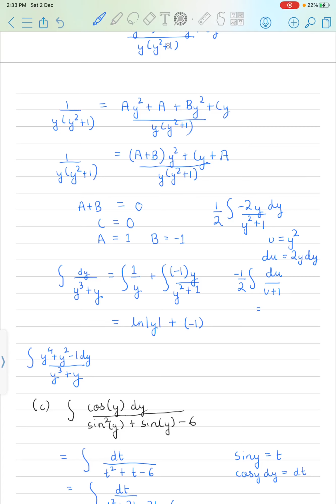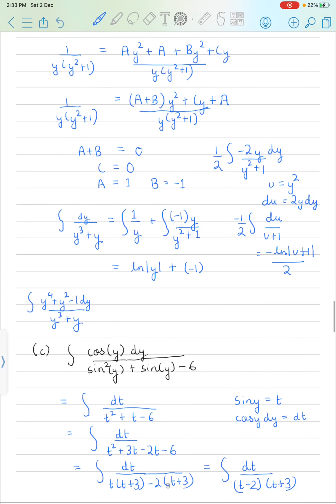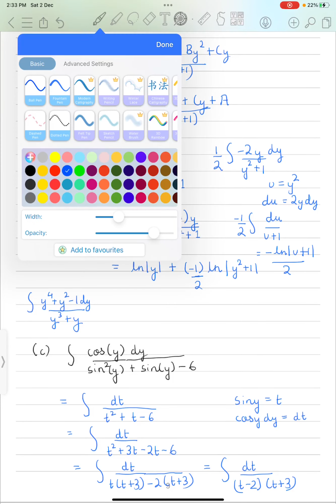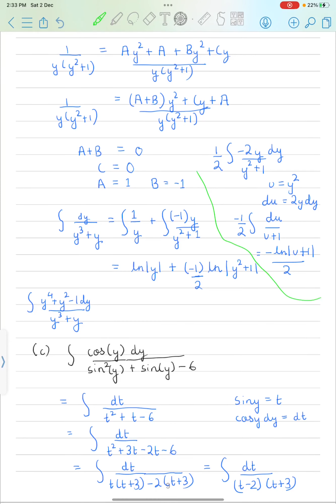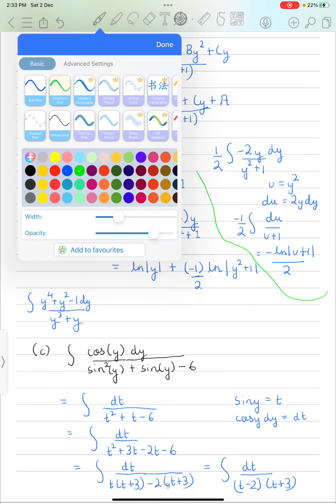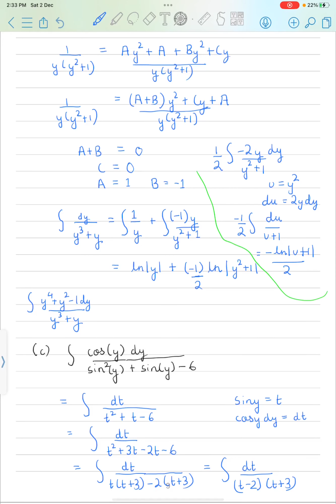Now you can integrate this, it will be ln mod u plus 1, by 2, minus 1. So this will turn out to be 2 ln u plus 1, and u is y square, so y square plus 1. So what should we do next?